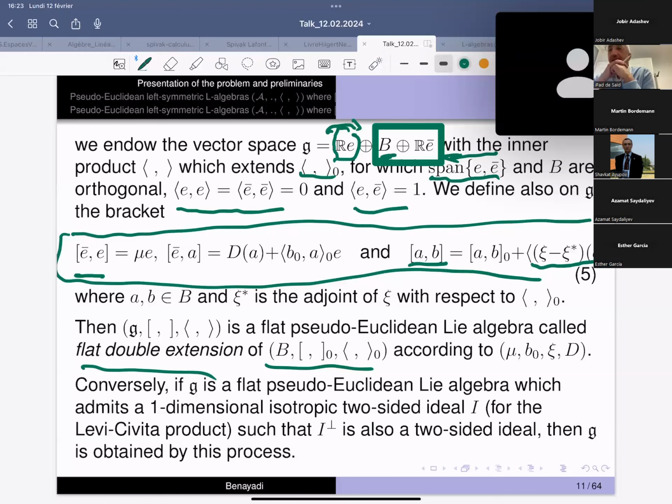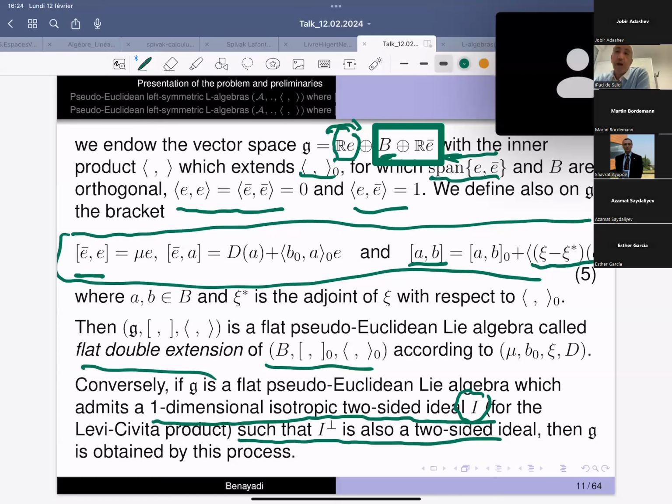Conversely, if we consider a flat pseudo-Euclidean Lie algebra which admits a one-dimensional isotropic two-sided ideal such that its orthogonal is also a two-sided ideal, in this case we obtain G by this process. The problem in this type of description is that we must find this type of ideal, an isotropic one-dimensional ideal such that its orthogonal is also a two-sided ideal.